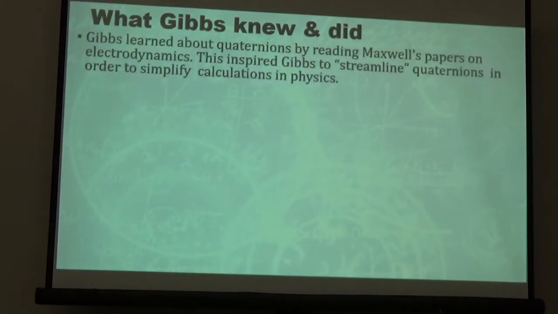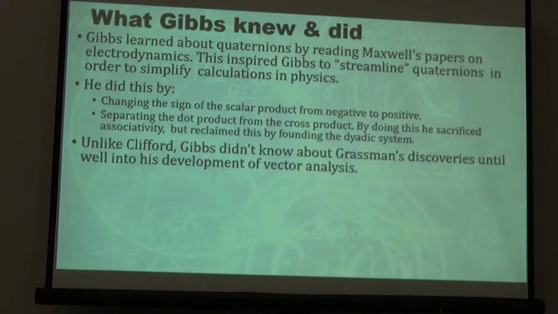So what did Gibbs know? Gibbs learned about quaternions by reading Maxwell's paper on electrodynamics. This inspired Gibbs to streamline quaternions in order to simplify calculations in physics. He did this by changing the sign of the scalar product from negative to positive, separating the dot product from the cross product. By doing this, he sacrificed associativity, but reclaimed this by founding what's called the dyadic system, which again I don't have time for.